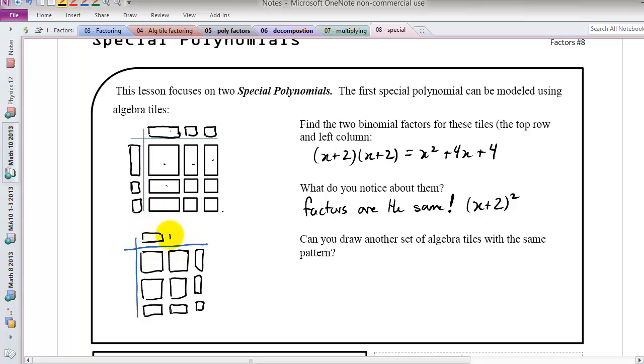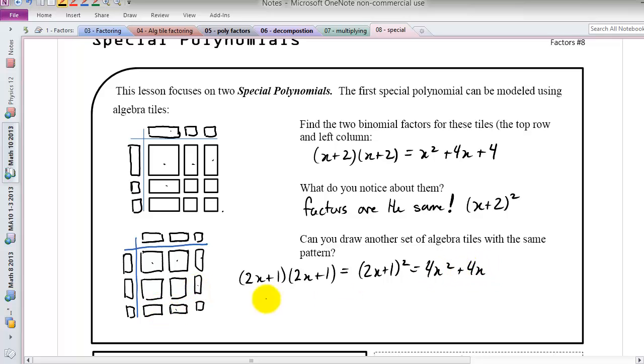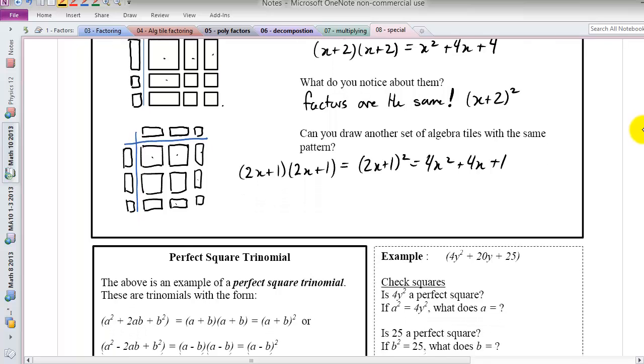So there's an x and a 1. That's an x and a 1. So this is a 2x plus 1 on the top and on the left row. Yep, I'd say that is 2x plus 1 squared. And I'd also be able to count this: 1, 2, 3, 4x squared, 1, 2, 3, 4x plus 1. Alright, well, let's see where this takes us.